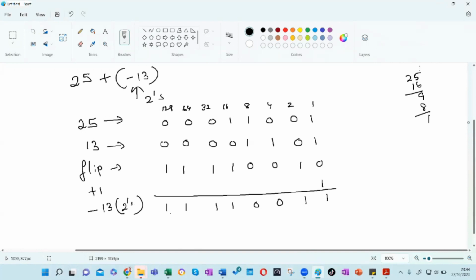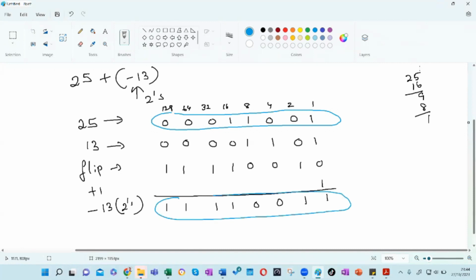Right, what do you have to do now? You need to add this bit pattern and this one. These two should be added. Okay, let's take them separately. This is 0, 0, 0, 1, 1, 0, 0, 1. Then this means 1, 1, 1, 1, 0, 0, 1, 1. Okay, let's add them together.